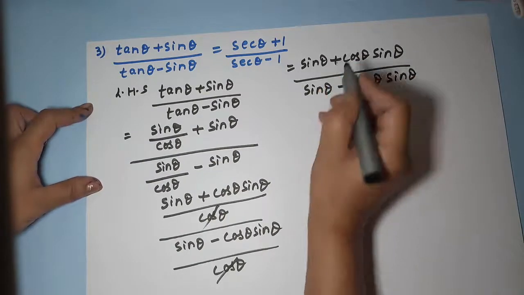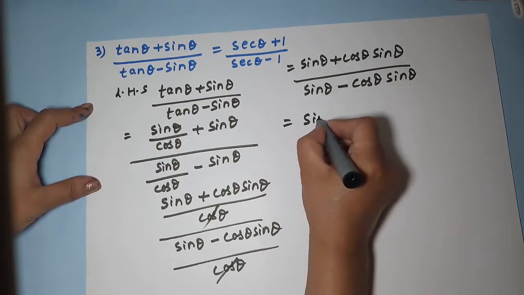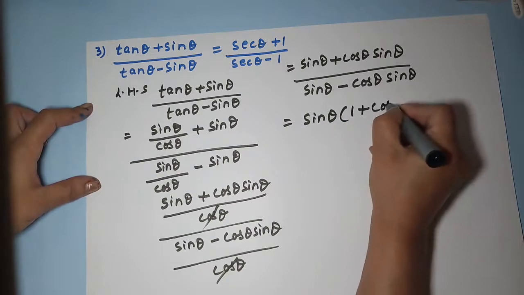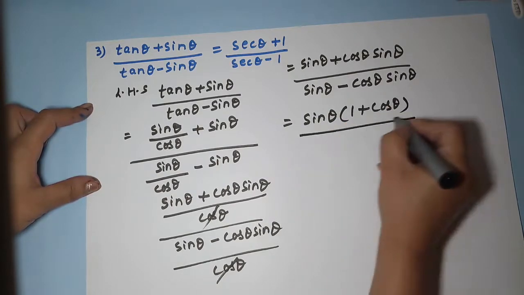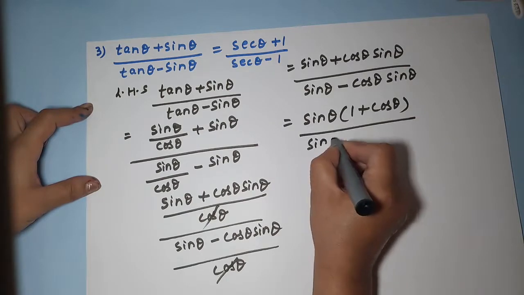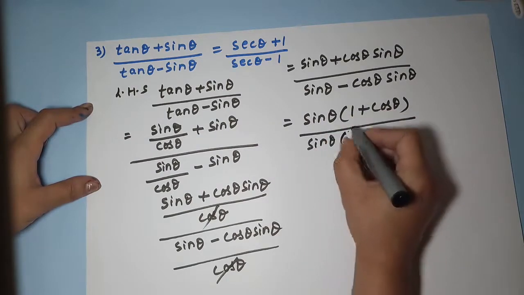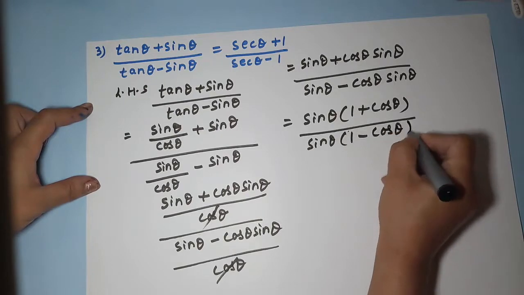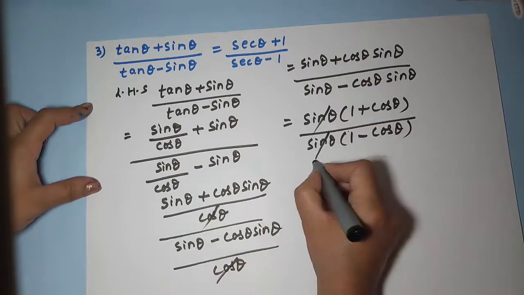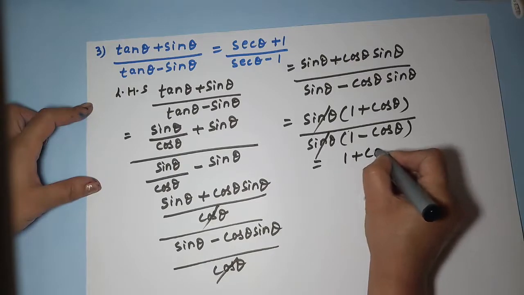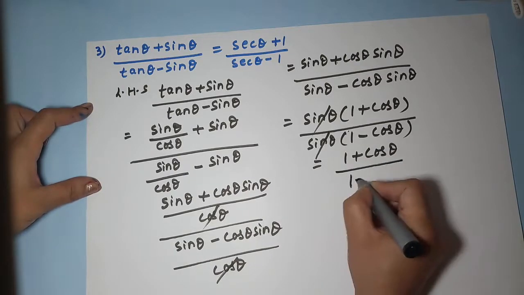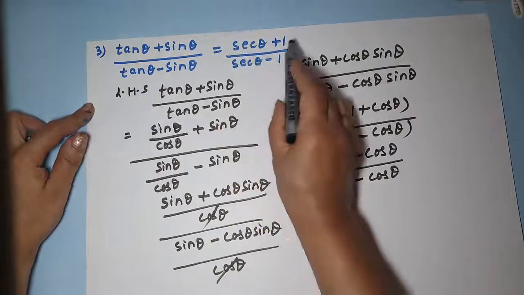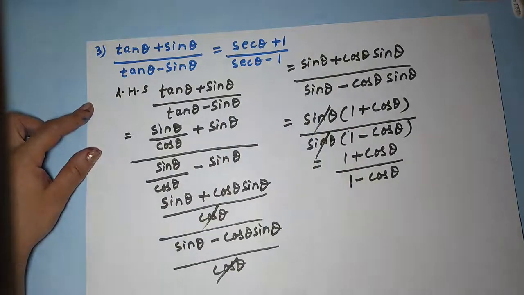So in the numerator, I can take sin theta common. What will I get? 1 plus cos theta. In the denominator, I can take sin theta as common. So I'll get 1 minus cos theta. I'll get rid of this. So I'm left with 1 plus cos theta upon 1 minus cos theta. But I want sec theta plus 1 upon sec theta minus 1.